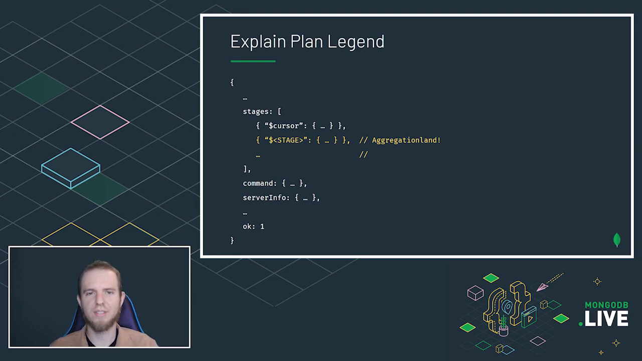There are, of course, some exceptions to this. One famous example would be $lookup. In a subsequent $lookup stage, we would obviously have to go do additional data retrieval. But generally speaking, this is the mental model that you should have when you're looking at an explain plan. And again, that mental model is that the cursor stage belongs to Queryland, and all of the other stages are in aggregation land and executed separately.